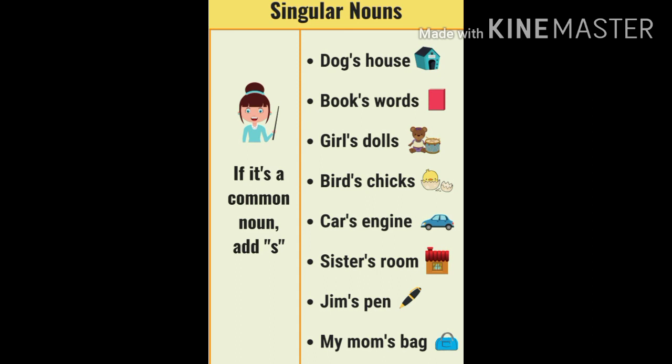Those dolls belong to a girl. So how do you write that? Girl's dolls. Those chicks are of that mother bird. So how do you write that? Bird's chicks. Then we can also speak about the pen, like how I gave you an example, Jim's pen. This bag belongs to my mom, so we can say my mom's bag. So have you understood how to write possessive nouns?